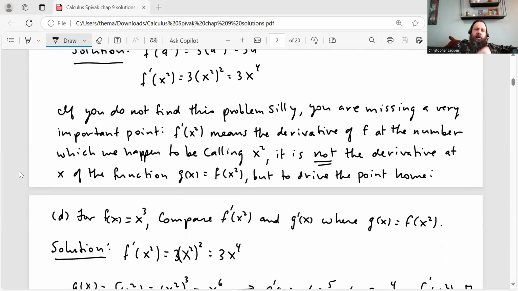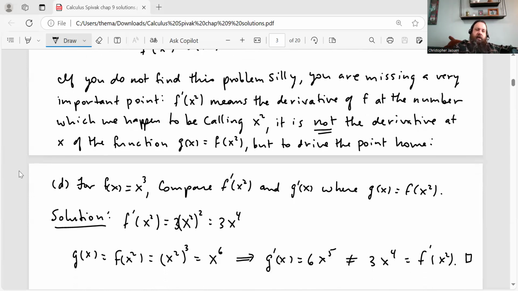And then for the next part, he has this little explanation here. If you don't find this problem silly, you're missing a very important point. F prime of x squared means the derivative of f at the number, which we happen to be calling x squared. It is not the derivative at x of the function g of x equals f of x squared. But to drive the point home, in part D, he says for f of x equals x cubed, compare f prime of x squared and g prime of x, where g of x is f of x squared.